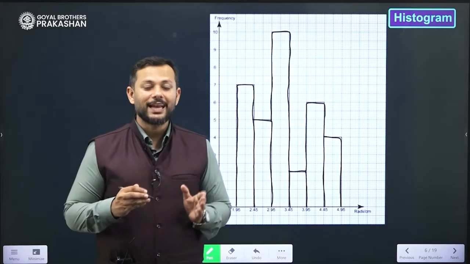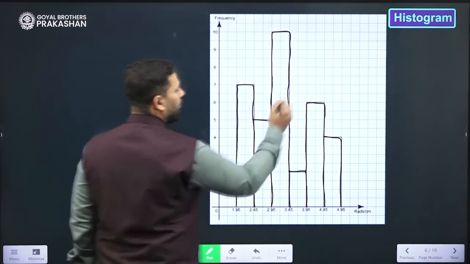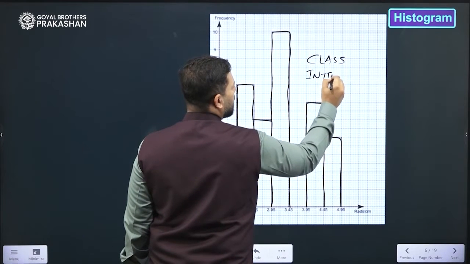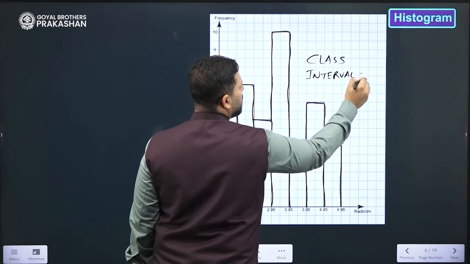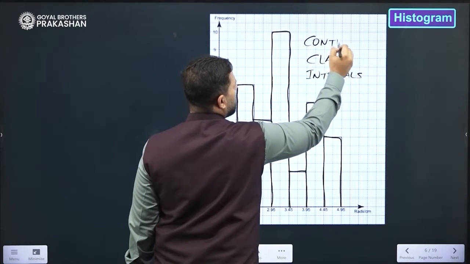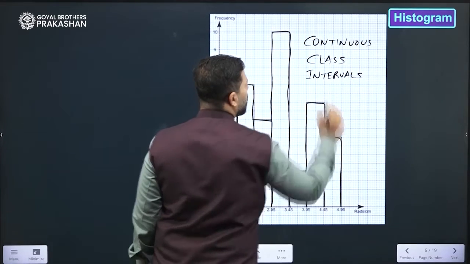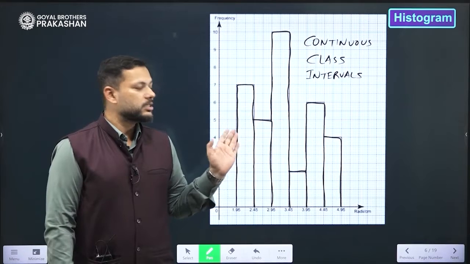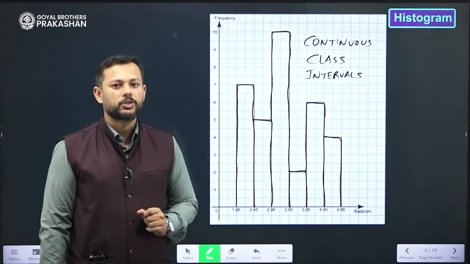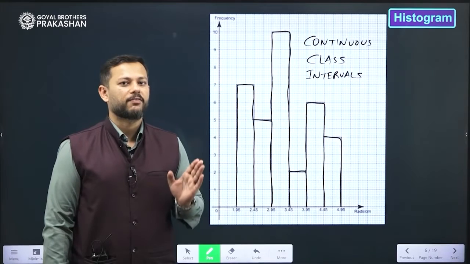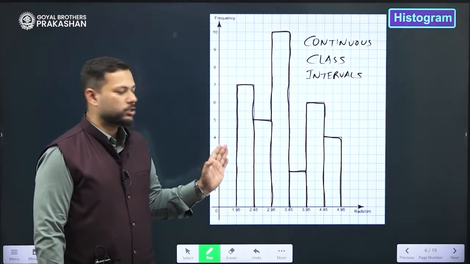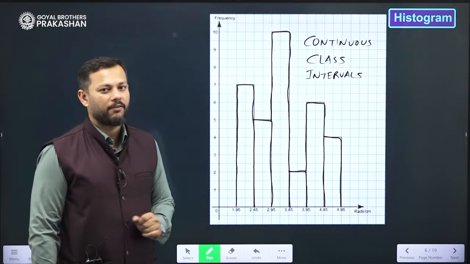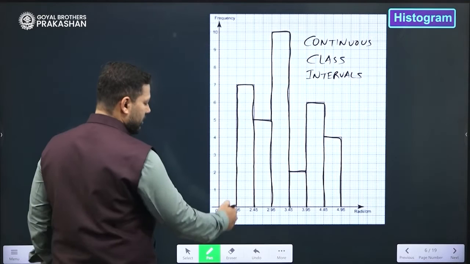In grouped data, we get class intervals. So class intervals are generally continuous. When we have continuous class intervals, we use histograms. This is the case when histogram comes into picture. When we have grouped data with continuous class intervals, we are going to use histograms, which will represent the data graphically. Let us understand it properly and write some points about it.